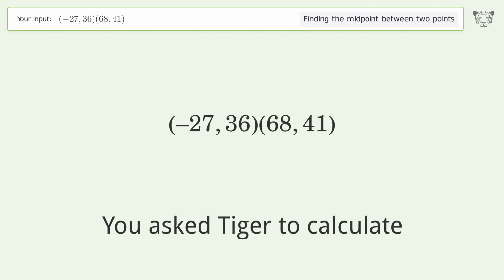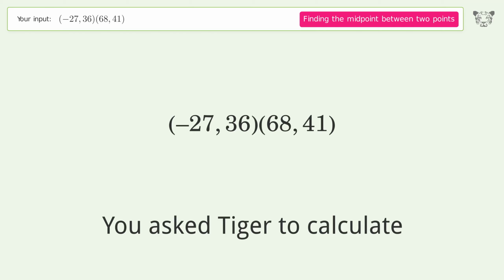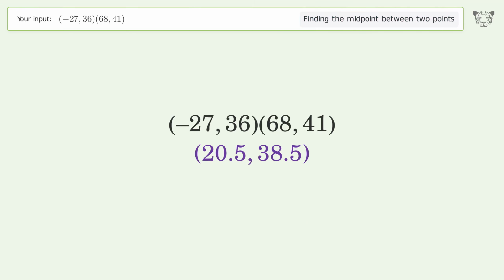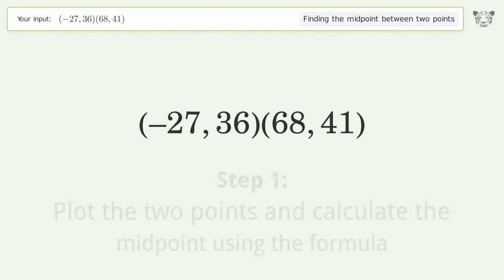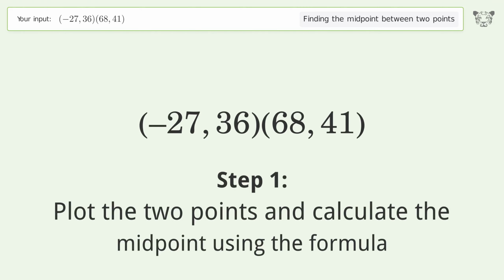You ask Tiger to calculate. This deals with finding the midpoint between 2 points. The midpoint between the 2 points is 20.5, 38.5. Let's solve it step by step. Plot the 2 points and calculate the midpoint using the formula.